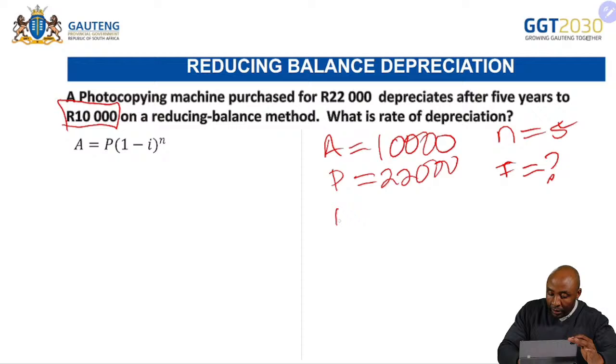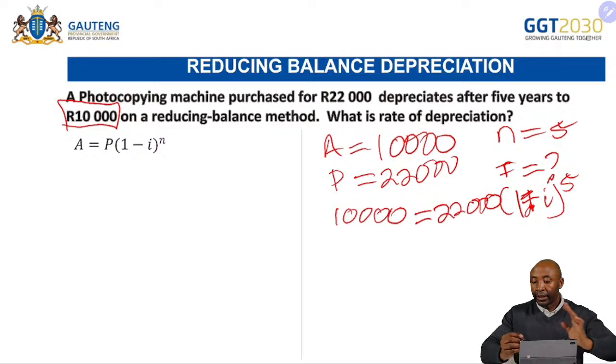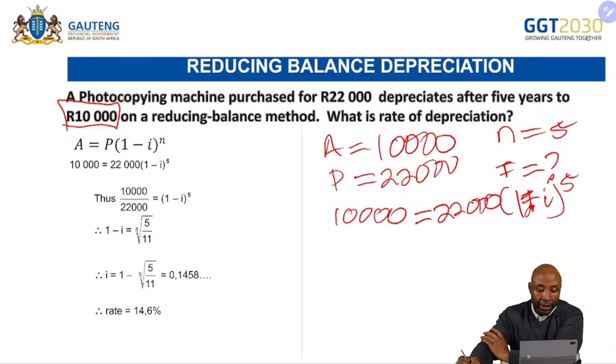So if we substitute into the formula, we are going to have 10,000 is equal to 22,000 times (1 plus, sorry, it's supposed to be a minus, not a plus. What am I doing? 1 minus i) to the power 5. Then we'll get this as our solution. Because we want i, we will divide by 22,000 on both sides, and we'll get 5 over 11 is equal to (1 minus i) to the power 5.